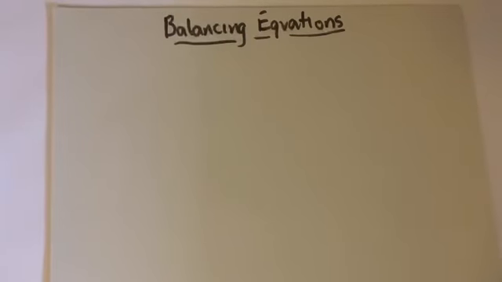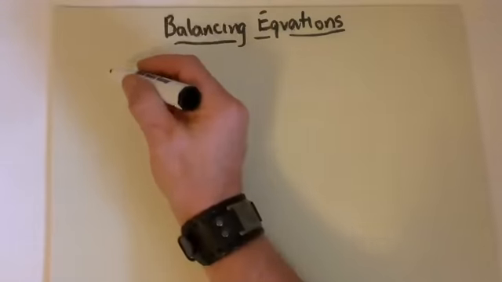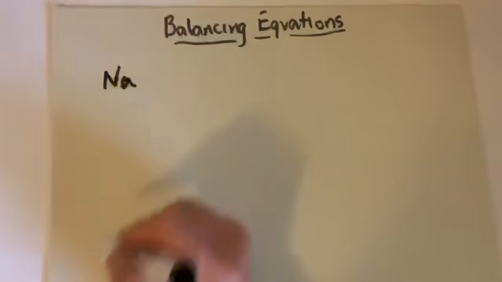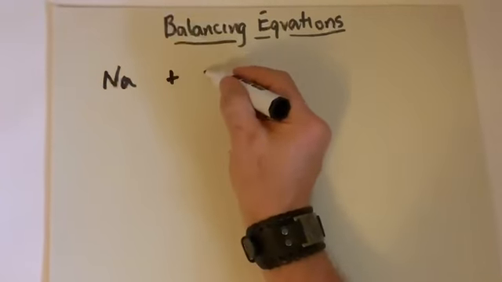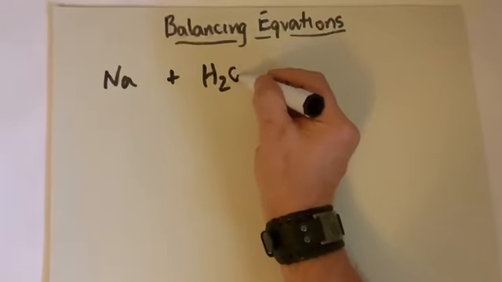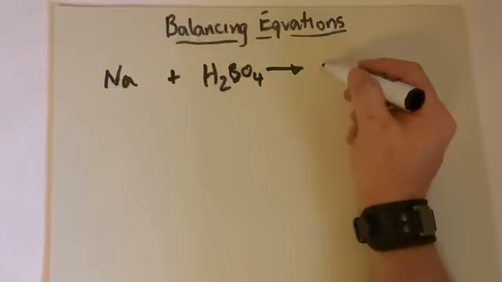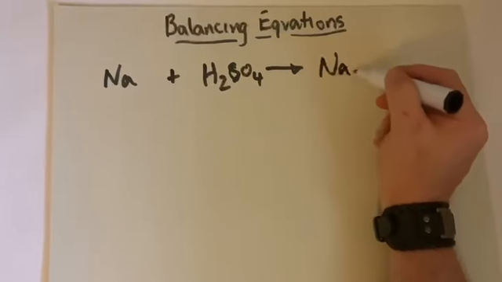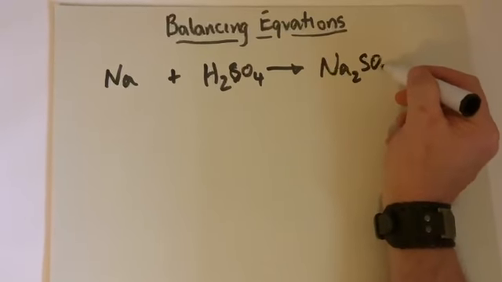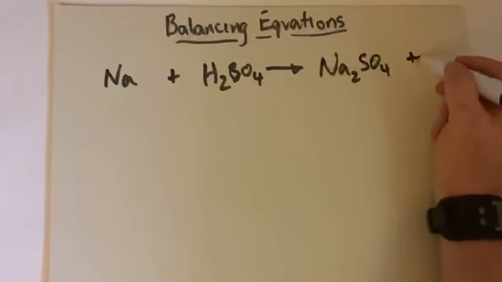Matter cannot be destroyed or created. So whatever we have on the reactant side of an equation, the left-hand side, we have to have on the right-hand side. So if we have an equation of sodium plus sulfuric acid, we will get sodium sulfate plus water.